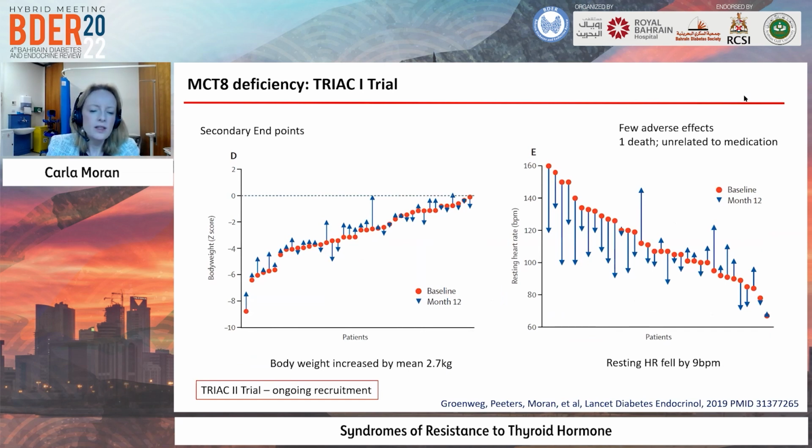This trial was not designed to look at neurocognitive outcomes, but a second trial is ongoing at present, and children are being recruited at a younger age, and the aim of this trial is to see if Triac would be helpful from a neurocognitive point of view.